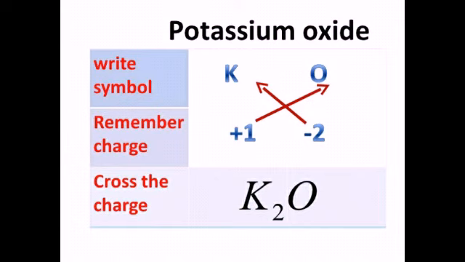Next is potassium oxide. First, we have to write the symbol. Potassium K, oxygen is O. Then we will be writing the charges. +1 for potassium and -2 for oxygen. After that, we have to follow the criss-cross rule. Criss-cross the charges. Then we get K2O. 2 is the charge of oxygen and 1 is the charge of potassium.